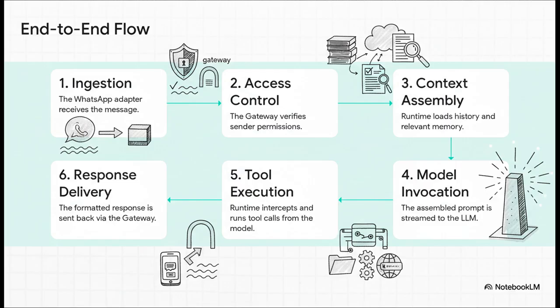Step 3, context assembly. The agent runtime, the brain, pulls together conversation history and relevant memories to build that dynamic prompt we talked about. Step 4, model invocation. All that context gets streamed to the LLM. Then, as the model responds with its plan, we hit Step 5, tool execution. The runtime intercepts any tool calls and runs them. Maybe it reads a file or does a web search. And finally, Step 6, response delivery. The final, polished answer is sent back through the gateway, out the WhatsApp adapter, and right back to your device. It's a clean, 6-step flow.